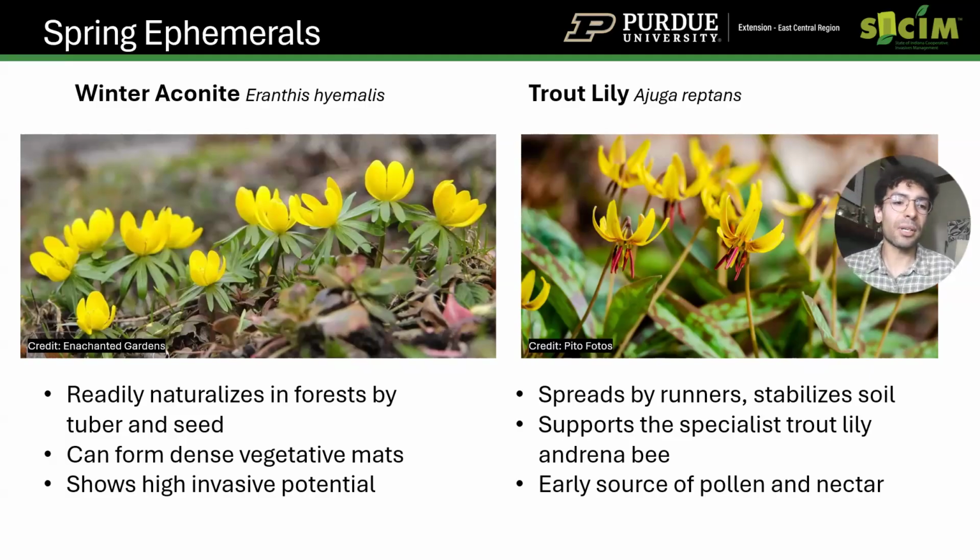It also supports a very specific bee, the trout lily andrena bee. So this is one example of where you have a native species that has a specialist insect that completely relies on that one genus or species of plant. When we think of save the bees, we have over 5,000 native species of bees. A lot of those are specialists rather than generalists. So the more that we can support them by planting the one plant that they can complete their life cycle on, I think that's definitely a net positive that we can do just as individuals and landowners.